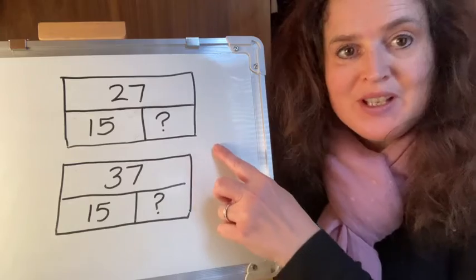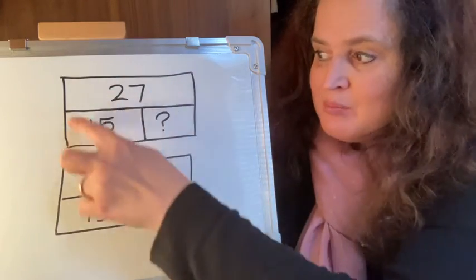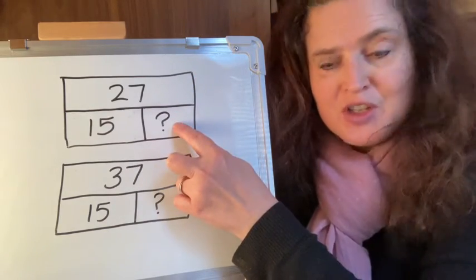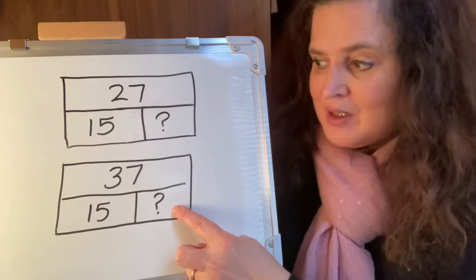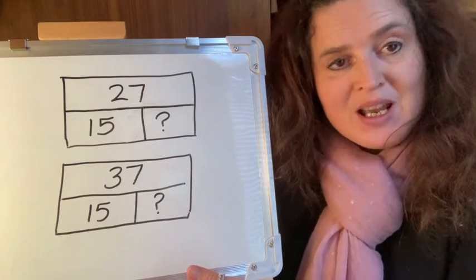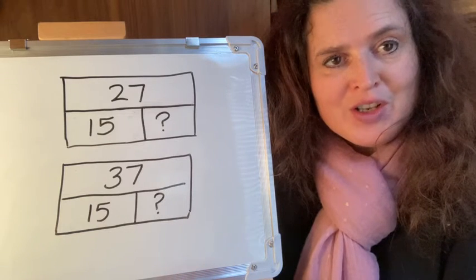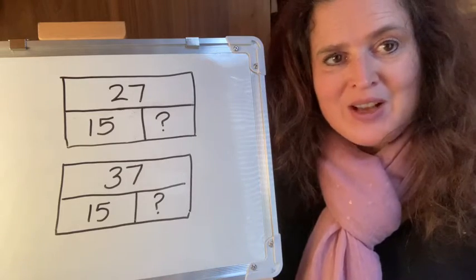Here's the warm-up today. I want you to see if you can find the missing number in this bar model diagram. Then if you find the missing number in the first one, can you find the missing number in the second one? Maybe you can spot a pattern and complete the second one a lot quicker than you do the first. Pause the video, have a go, and then come back to me. How did you get on?